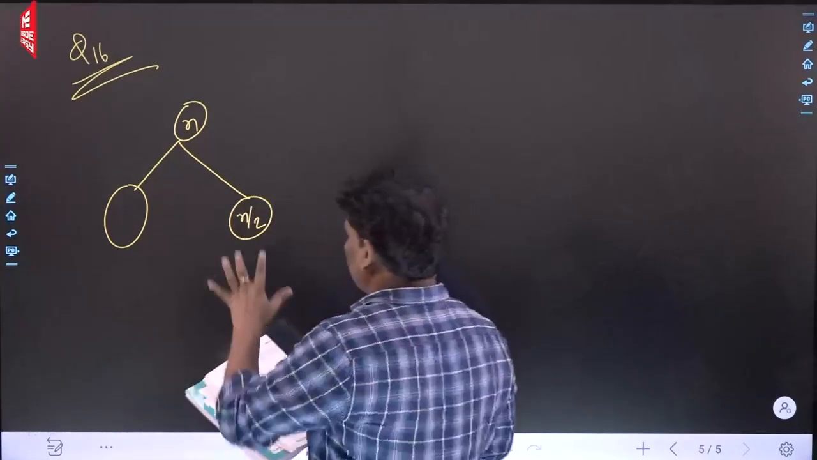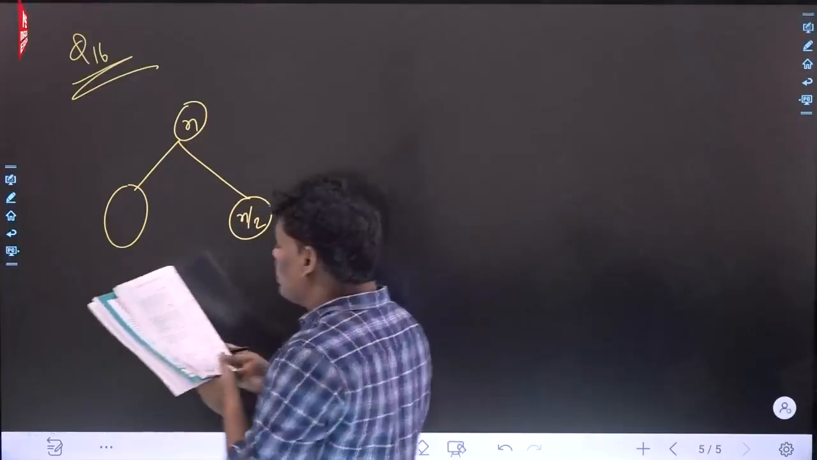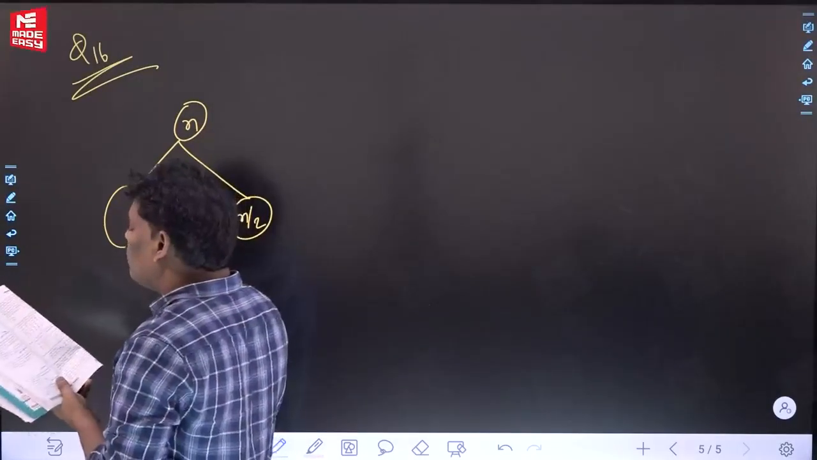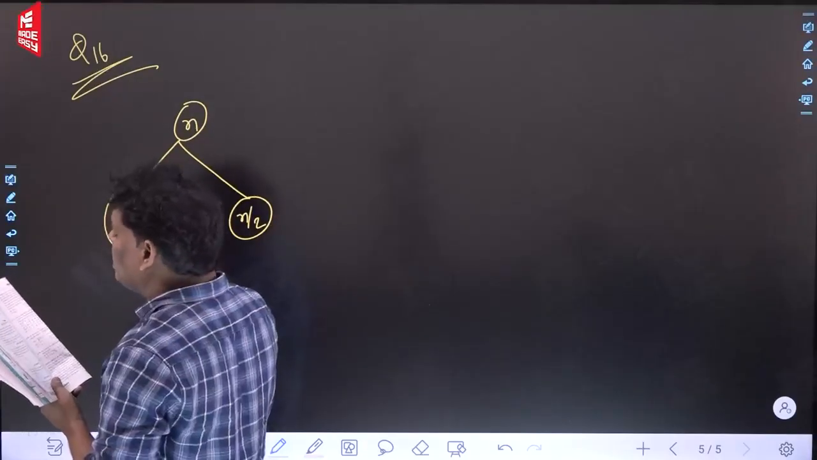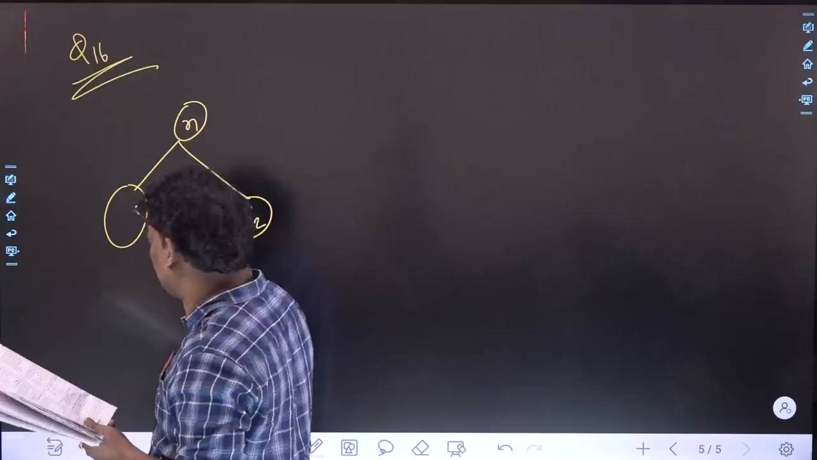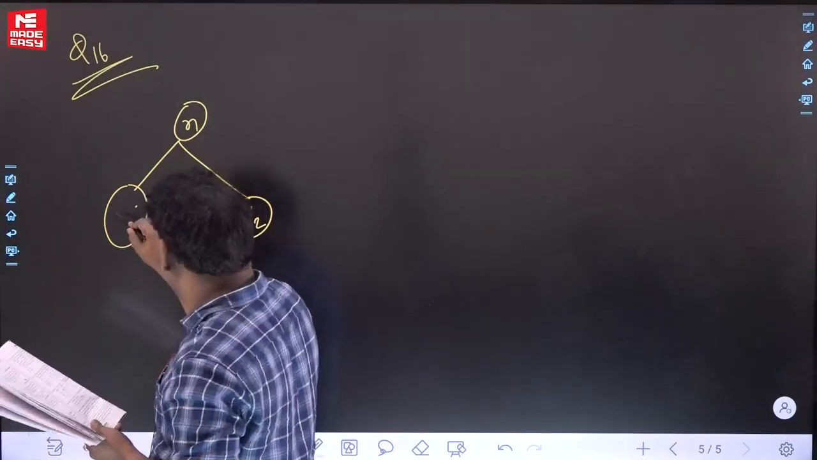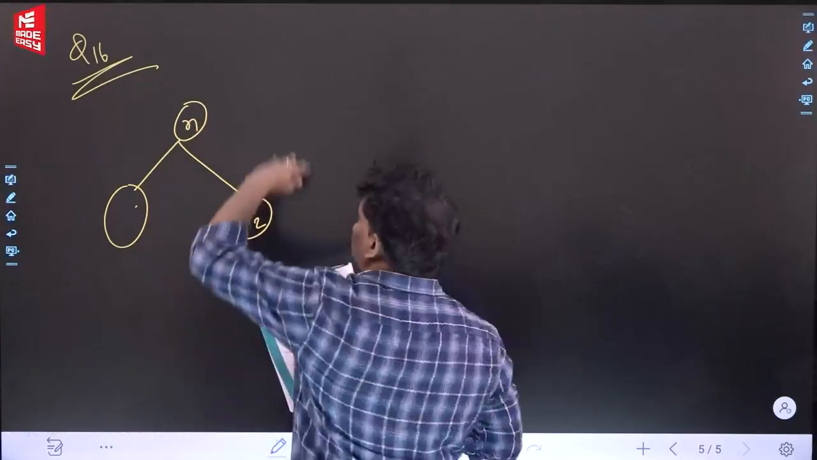Assume there are n nodes in total. On the right-hand side, if you keep n by 2 nodes, can you say what the left is saying? The number of nodes in the left subtree is at least half and at most twice the number of nodes in the right subtree. What is the meaning? If n by 2 is on the right, the left should be either half of this, how much? n by 4, or double of this.